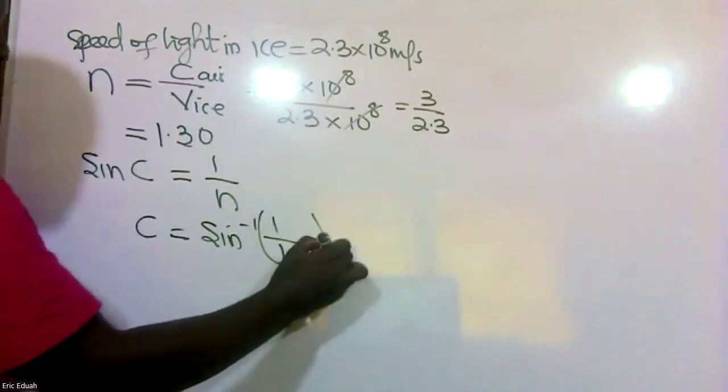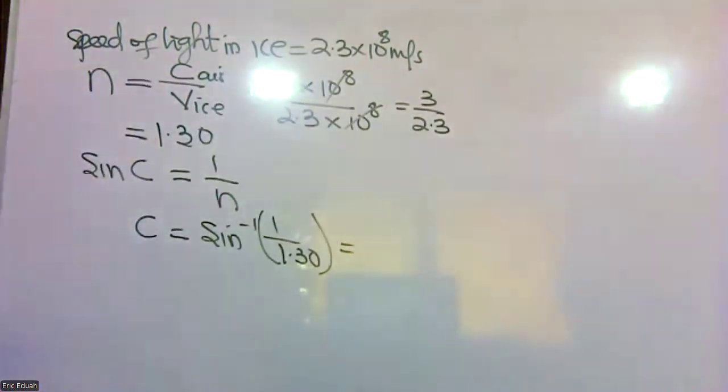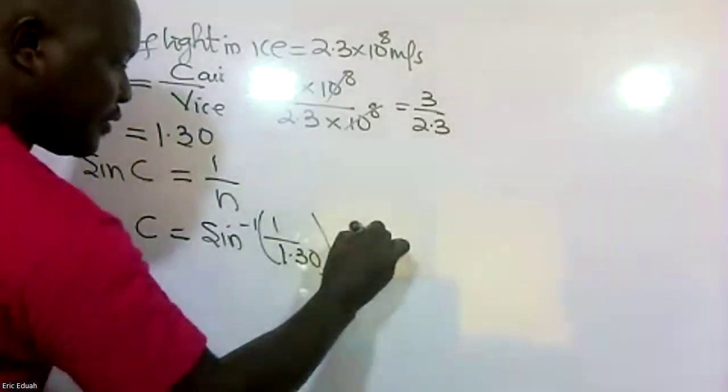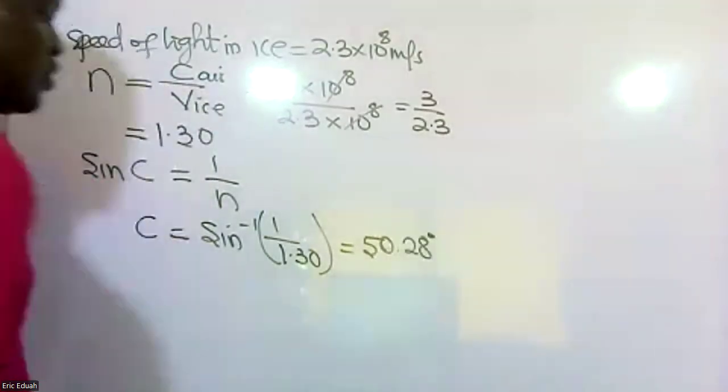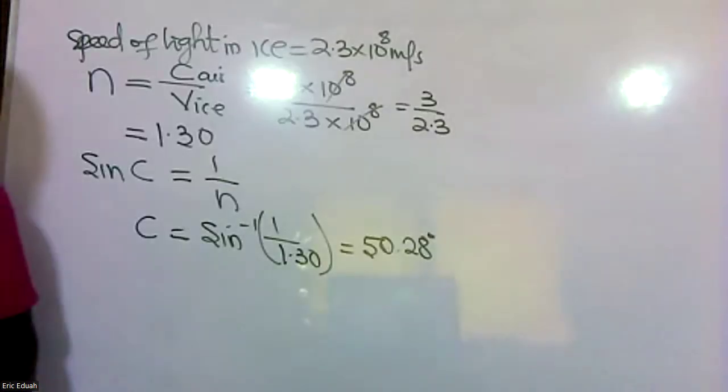And this is 1.30. So what is the sine inverse of 1 over 1.30? 50.28. So that's the critical angle.